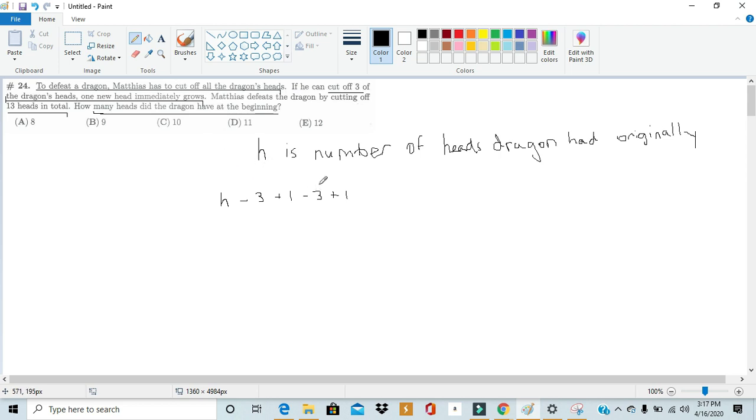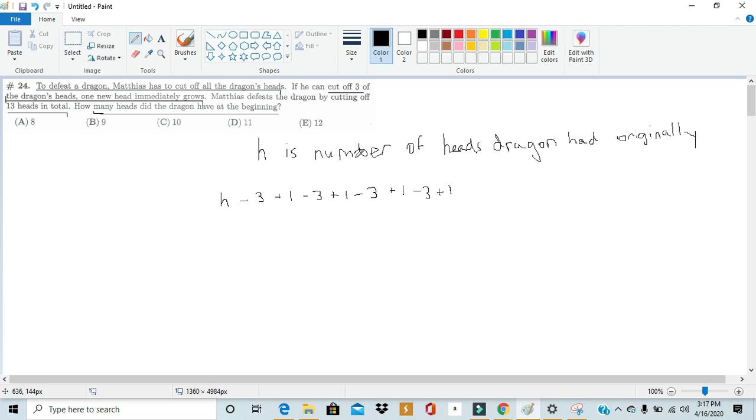So after this set of cuts, he cuts off another 3 heads. And then since he cut off another 3 heads, a new head would reappear. After this, we're only at -9 heads, so he has to cut off at least 4 more heads. So -3 again, and add 1. Now we're at -12 heads. So that means that he would only have to cut off 1 more head till the dragon was vanquished.